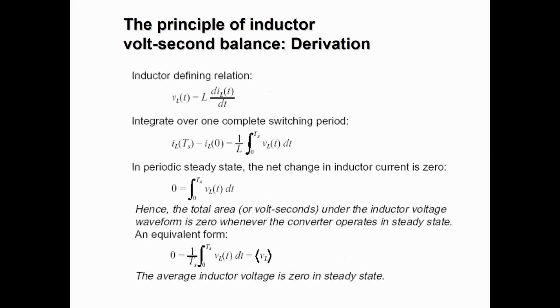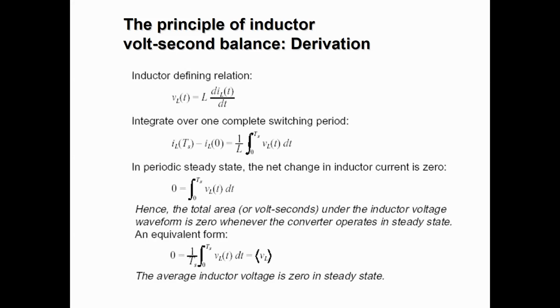Now we apply the inductor volt-second balance on these equations. One equation we already have was equal to (Vg − V) divided by L, and the other equation was −V divided by L. What is the principle of inductor volt-second balance? It states that in steady state the net change in the inductor current is zero.